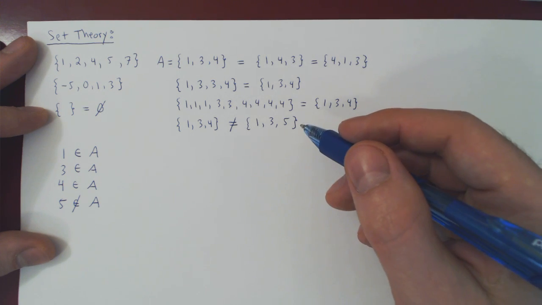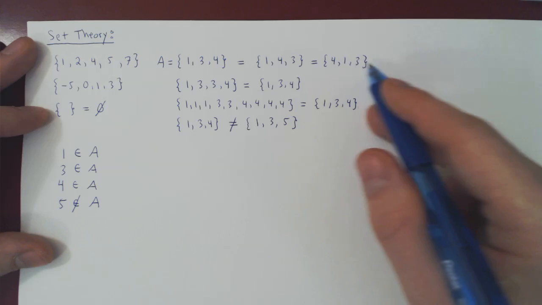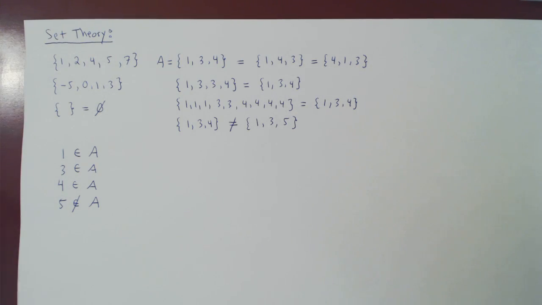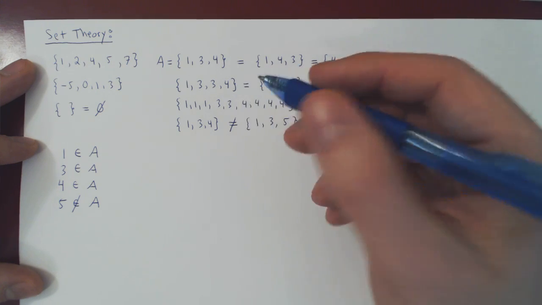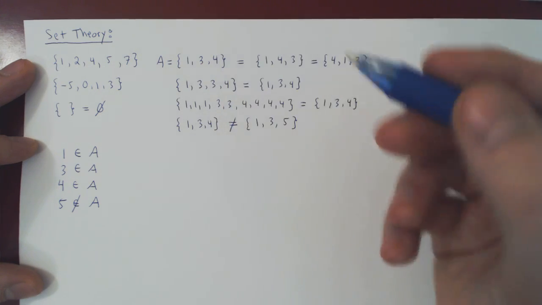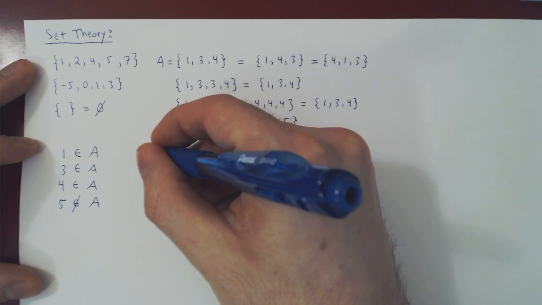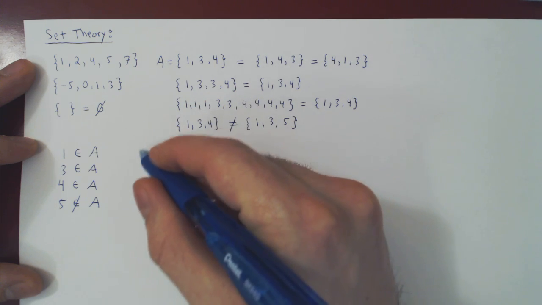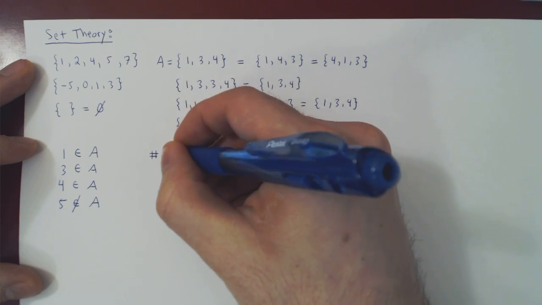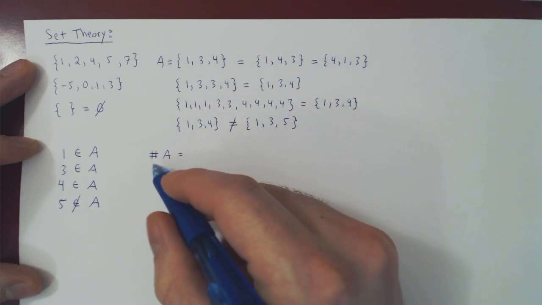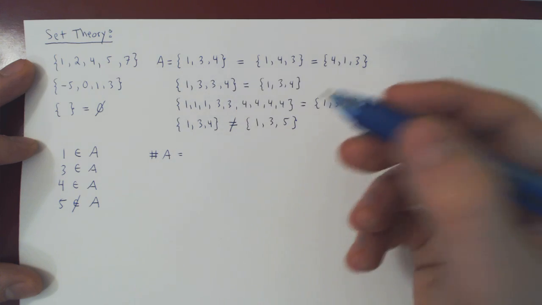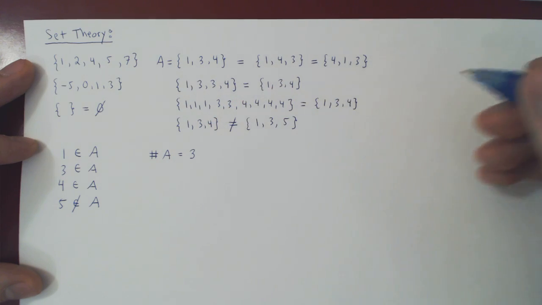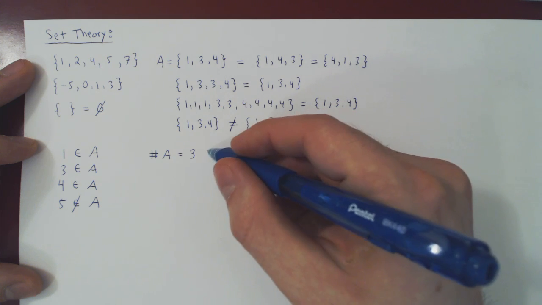Okay. Well, one thing that we'll do with our sets is we'll count the elements that they contain. So we want a very simple notation to denote how many elements are in a set, and we use the number notation. So if you write the number sign next to a set, this simply means the number of elements in the set. So for example, if A is 1, 3, 4, the number of elements in A is equal to 3.